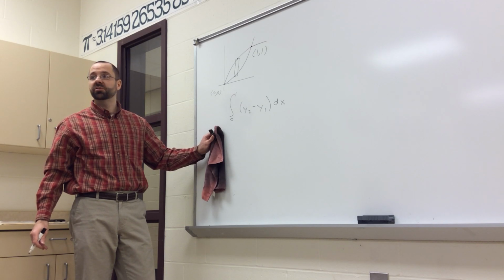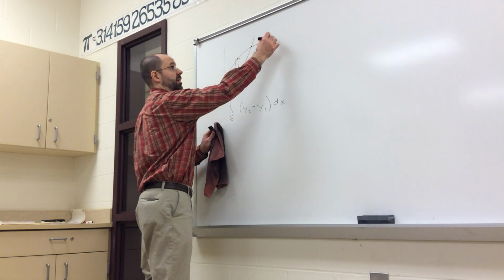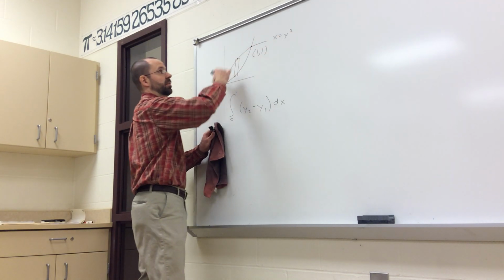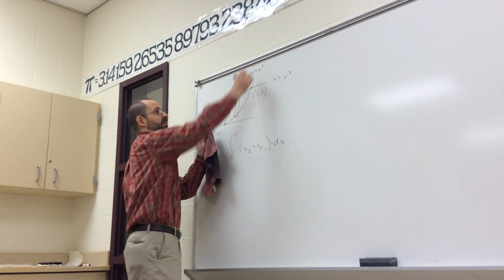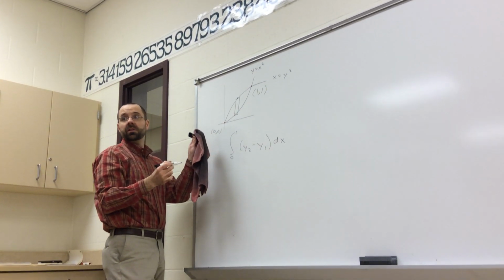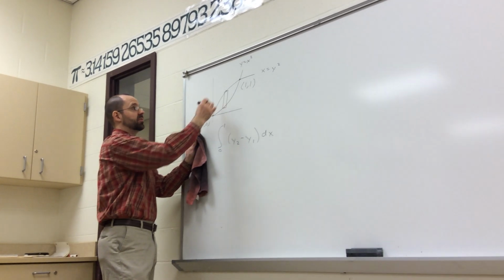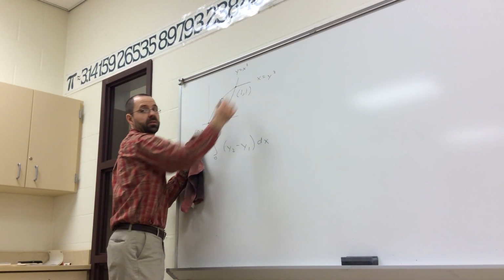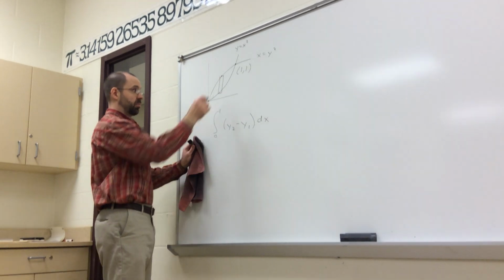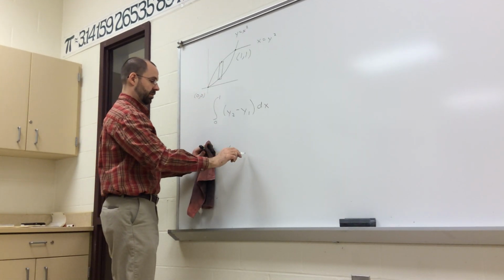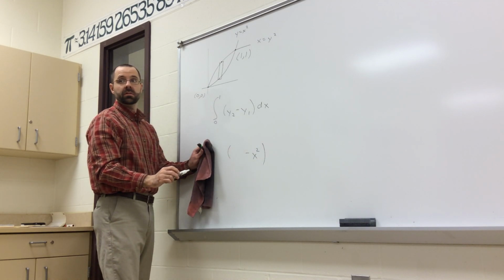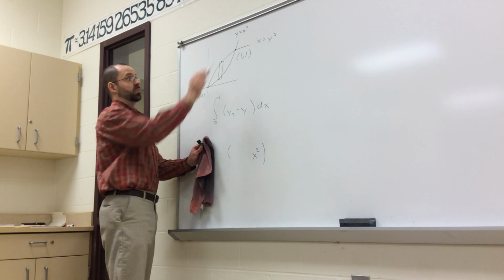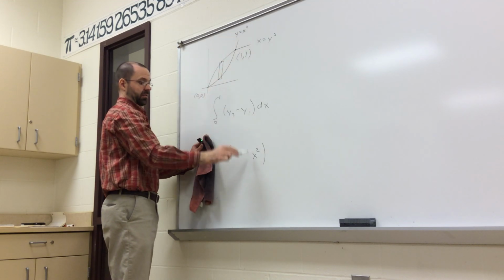X equals y squared or y equals x squared? Yeah, that curve is x equals y squared. And this curve is y equals x squared. So the bigger y value comes from this curve. So the smaller y value is x squared, right? Because y equals x squared on that curve.